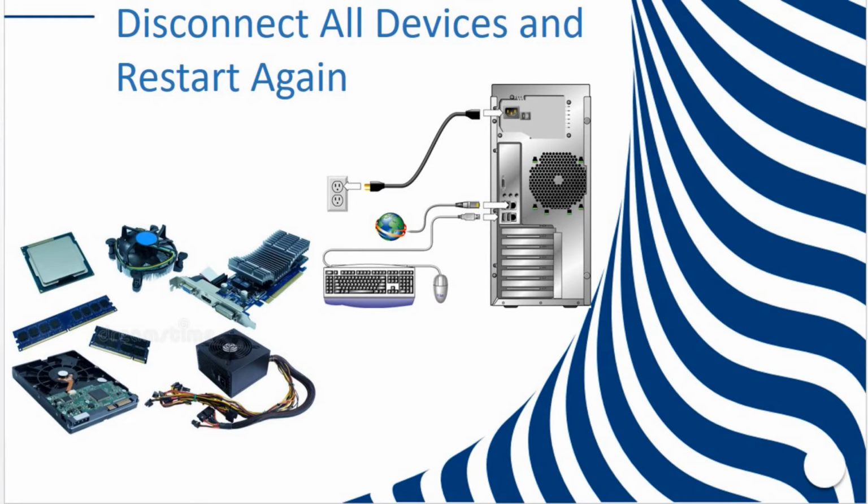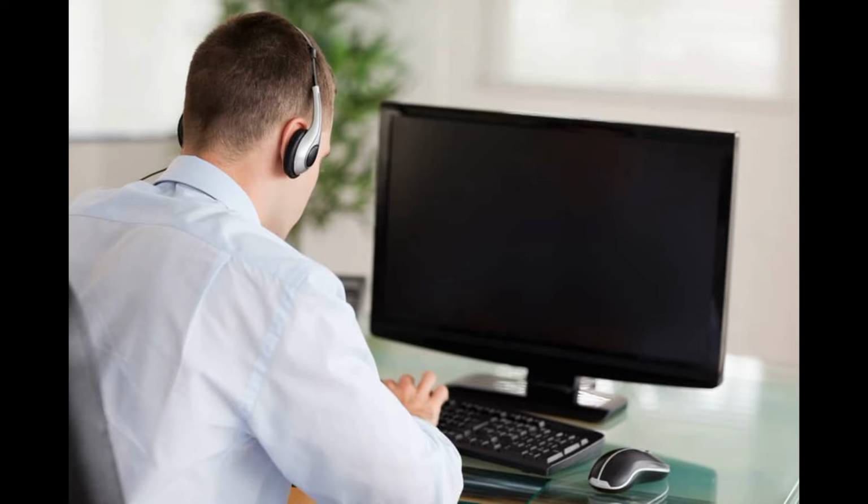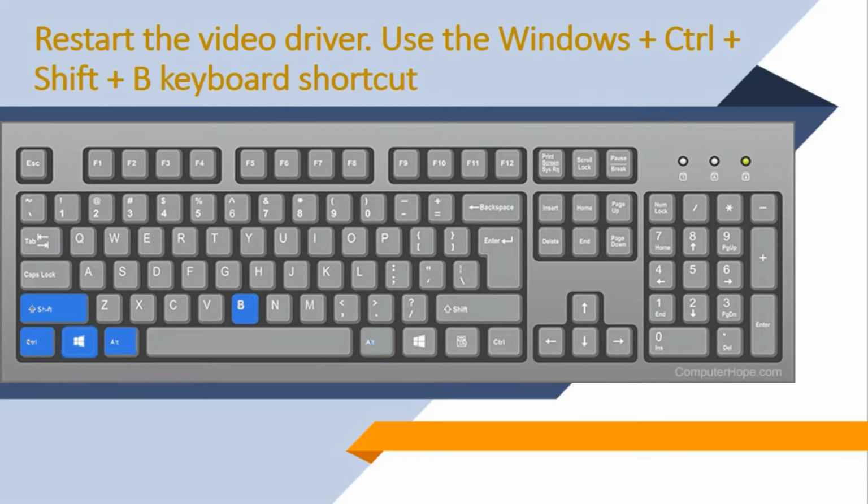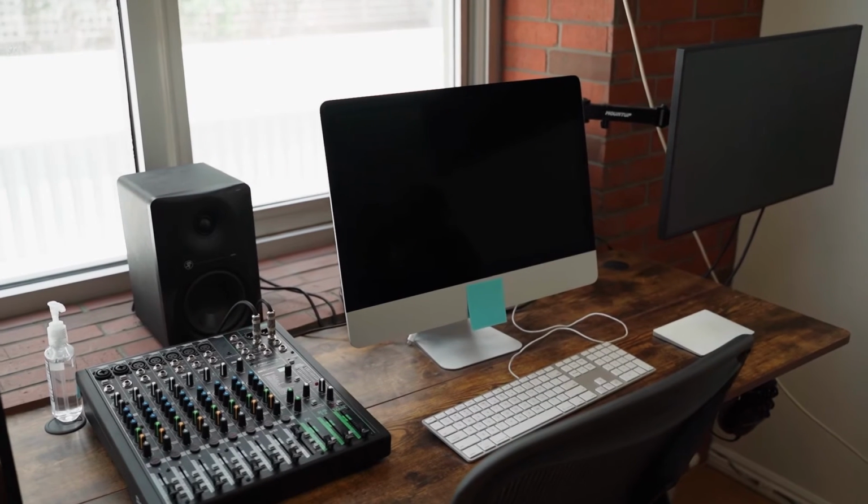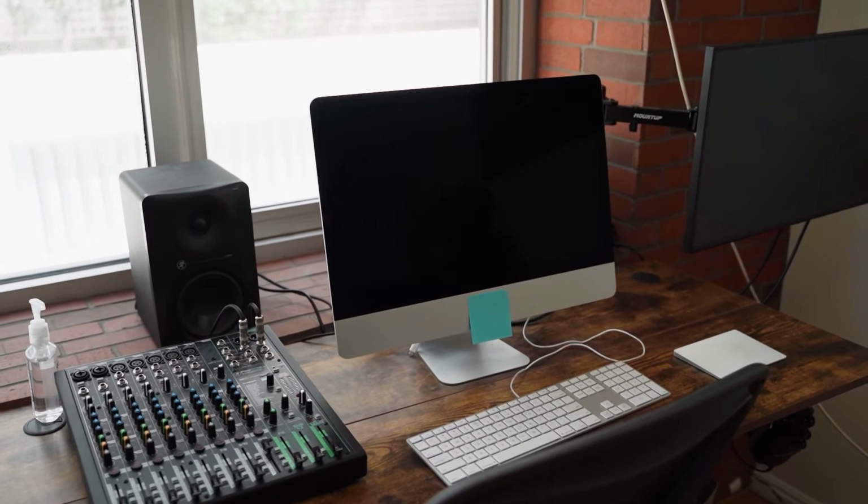Disconnect all devices and restart again. Unplug all devices that are physically connected to your Windows 11 computer and turn off those that are connecting wirelessly. Once done, perform a basic restart. Restart the video driver. Use the Windows plus Control plus Shift plus B keyboard shortcut to restart the video drivers and quickly fix the black screen problem on your Windows 11 device.